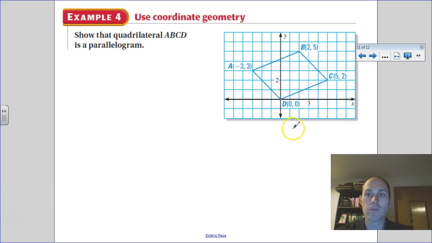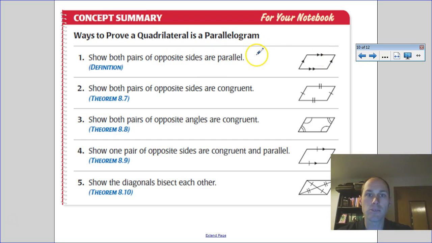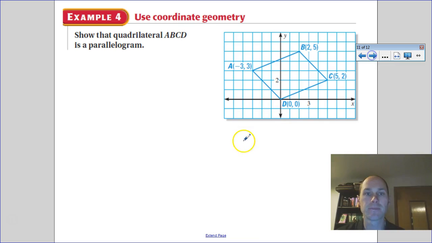So pause the video and restart it once you're ready to see one of the methods. You can either prove it by showing opposite sides are parallel, opposite sides are congruent, opposite angles congruent, or one pair of opposite sides congruent and parallel. So go ahead and do that and restart it when you're ready.